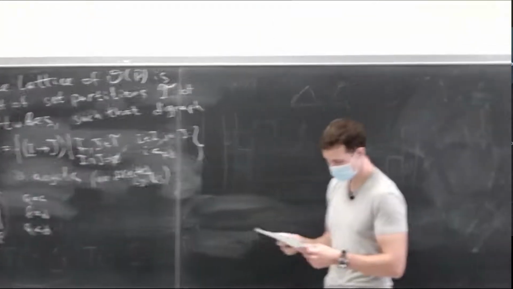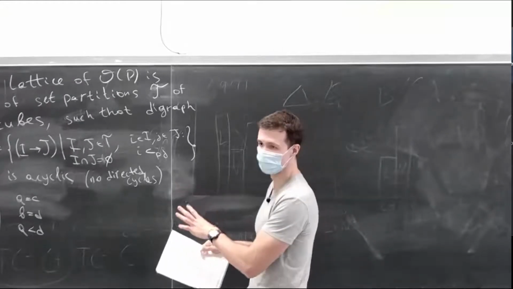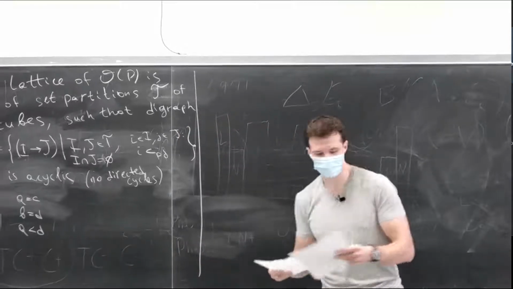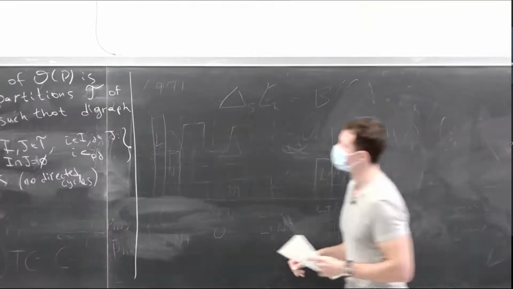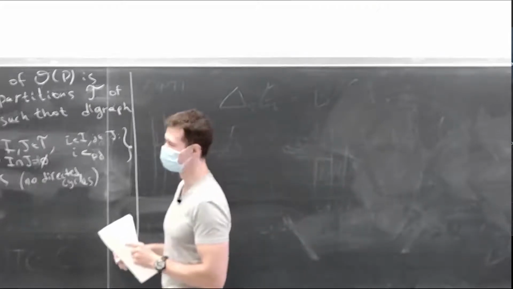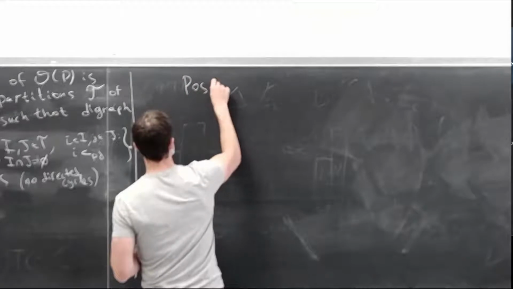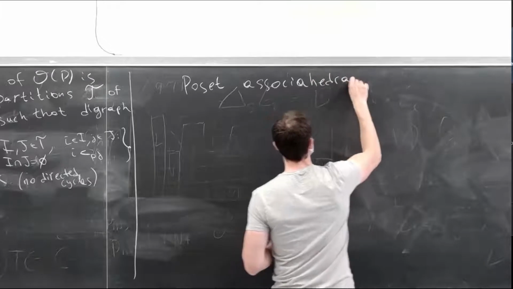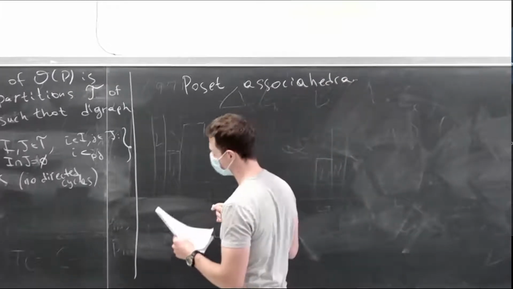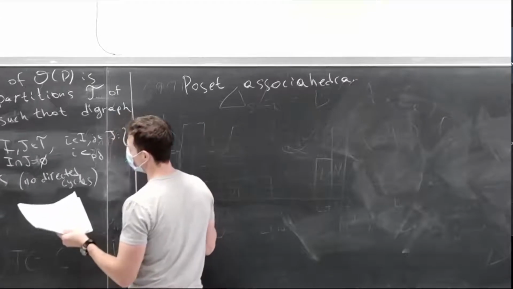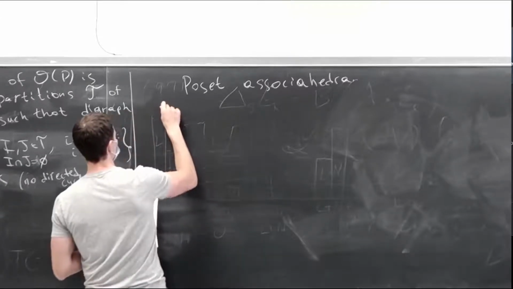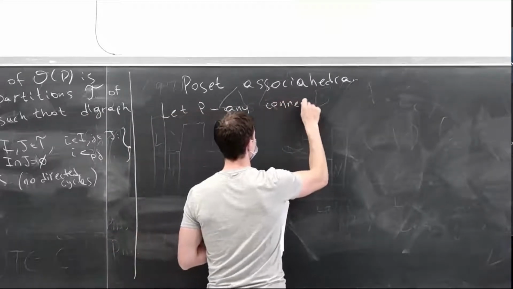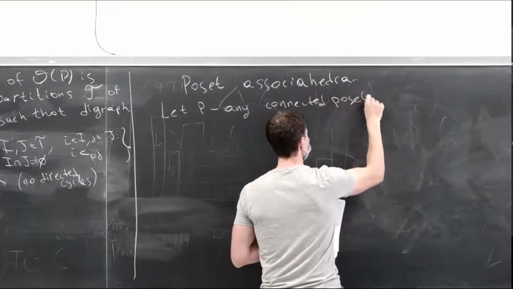All right. So we're going to discuss ordered polytopes a bit later in some of their other aspects, like maybe the volume. But for now, let me go back to associahedra. I want to define poset associahedra. It's going to be defined for any connected poset. Let P be any connected poset of size at least 2.